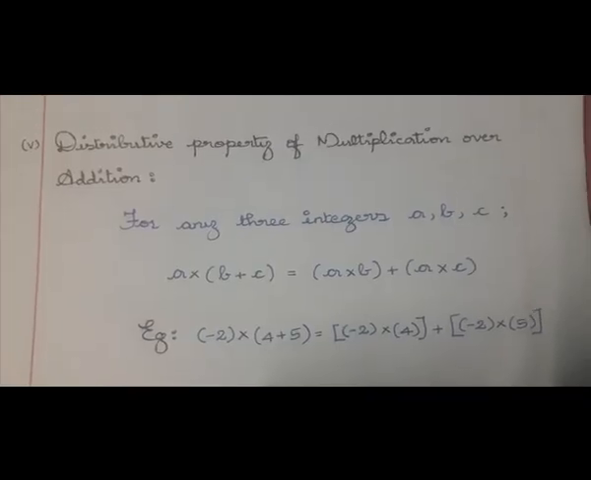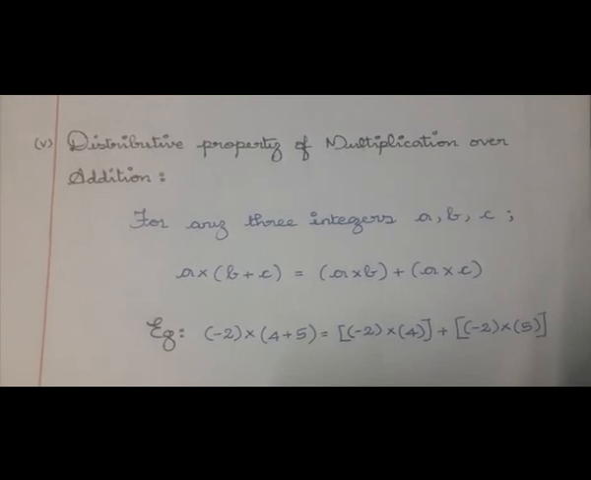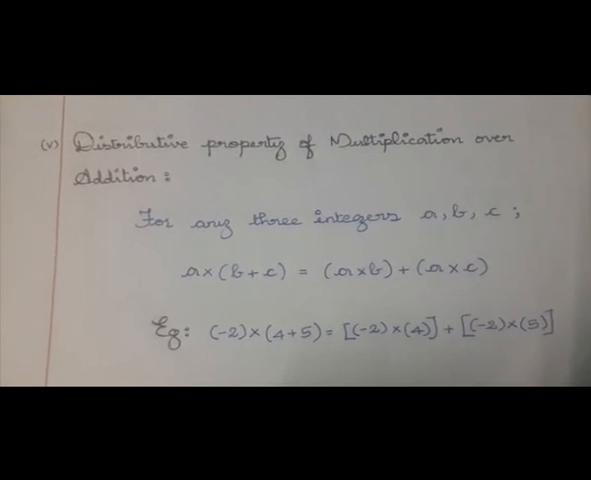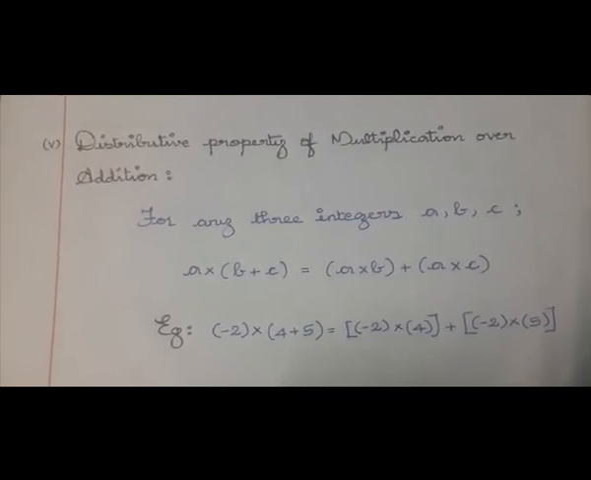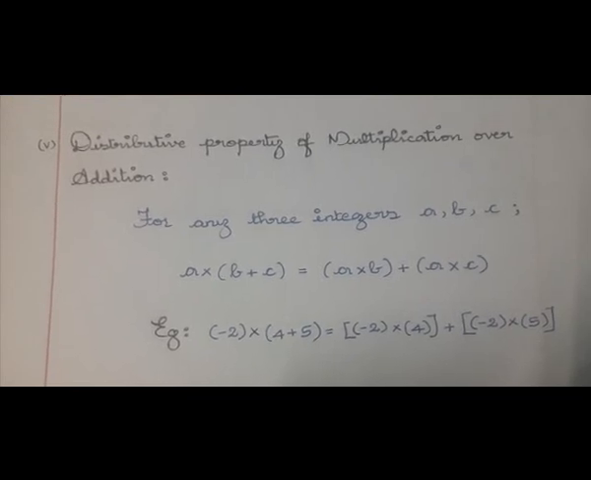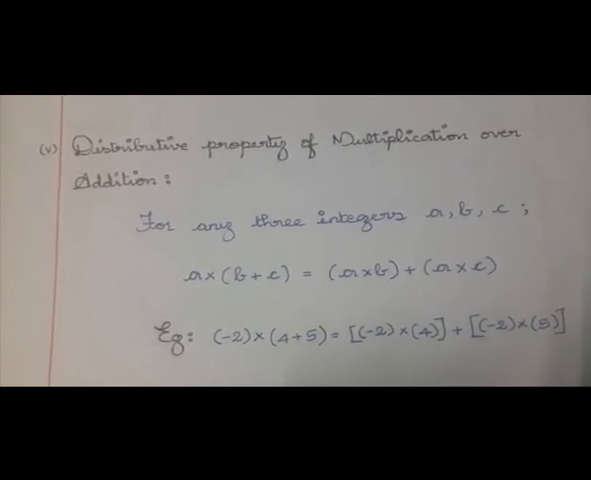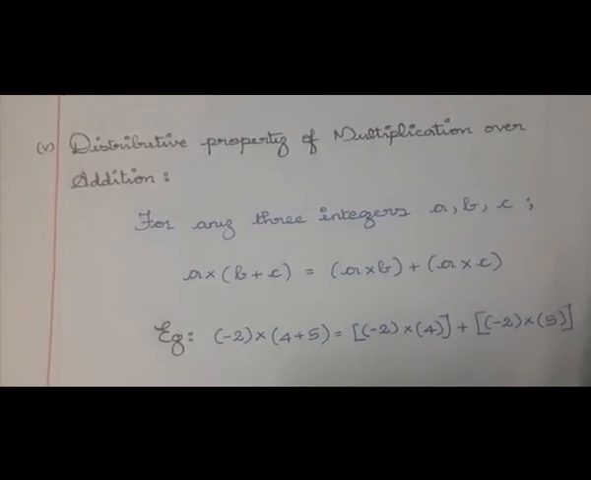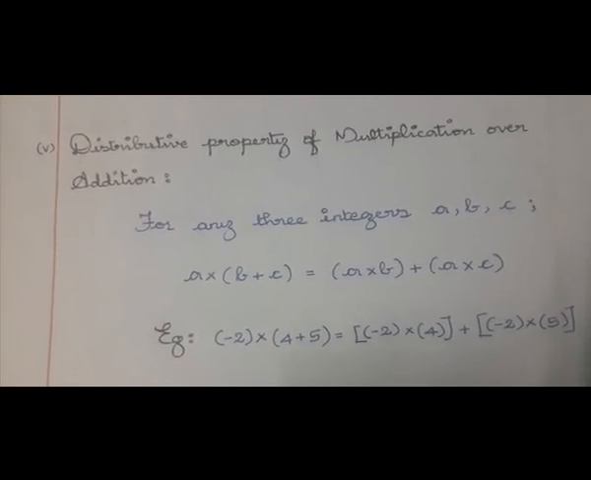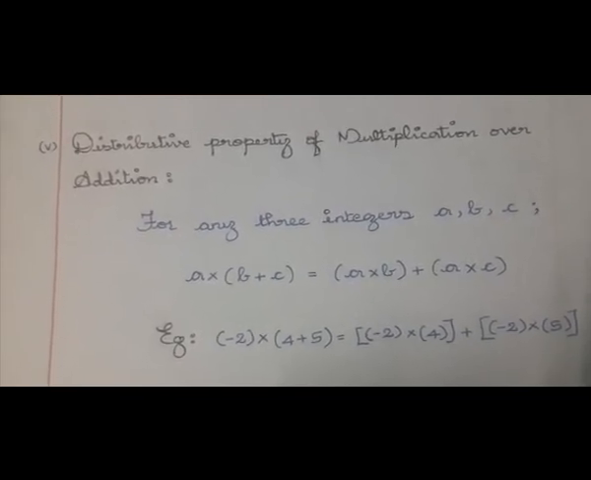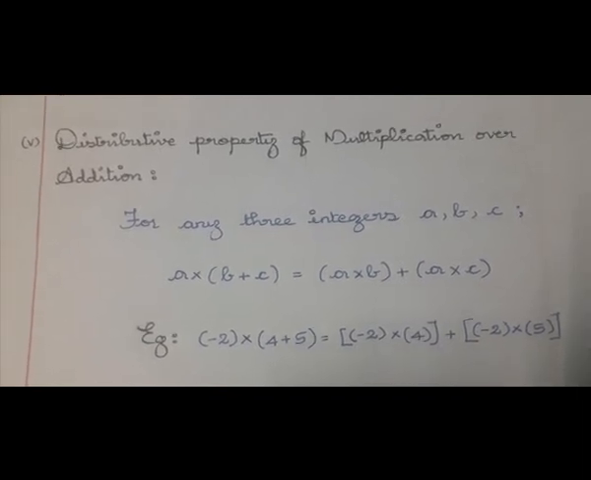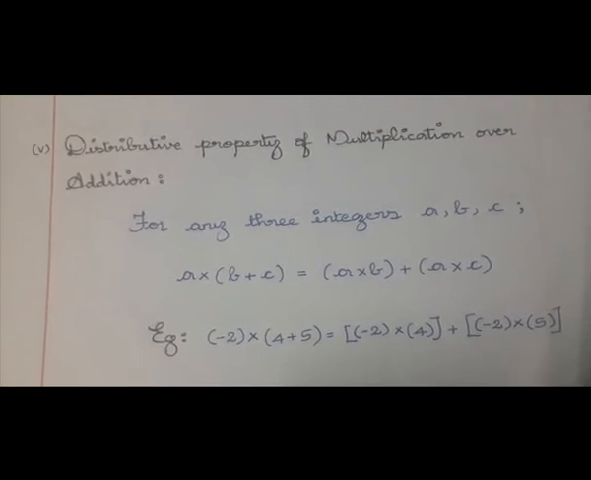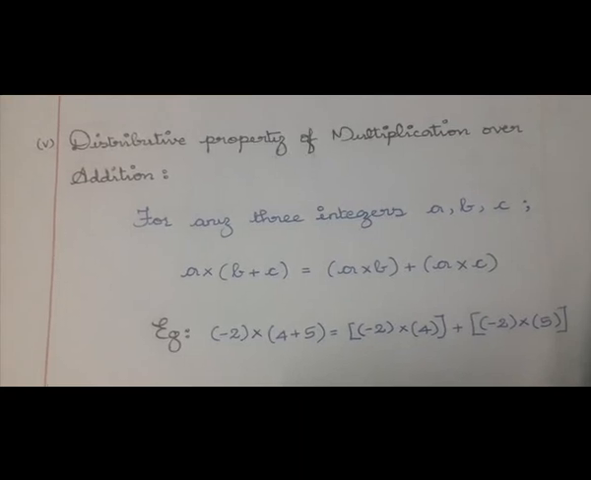The last property is the distributive property of multiplication over addition. For any three integers a, b, c, a into (b plus c) is equal to a into b plus a into c. That means that in the left hand side, a is commonly outside the bracket. When you distribute that a inside the bracket, it becomes a into b plus a into c. For example, I am going to take a as minus 2, b as 4 and c as 5.